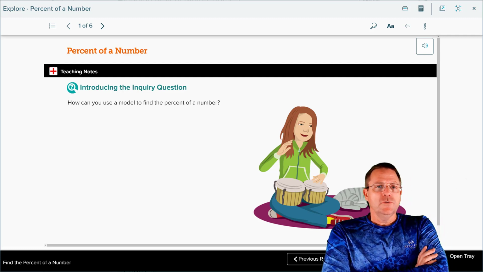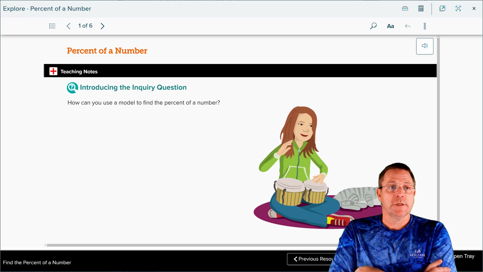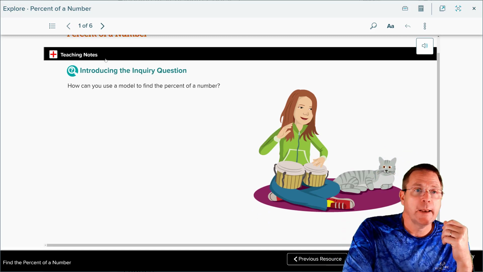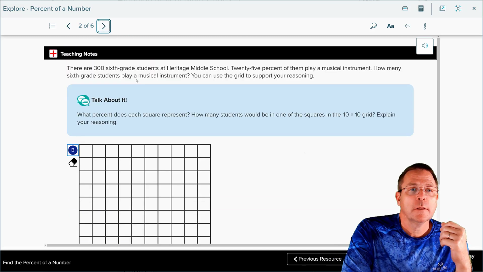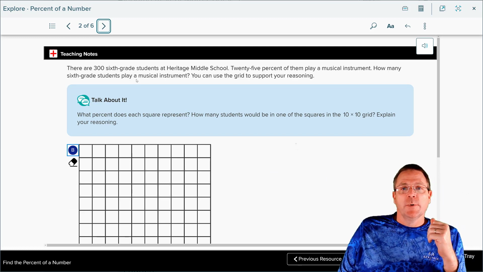How can you use a model to find the percent of a number? Let's find out. There are 300 sixth grade students at Heritage Middle School. 25% of them play a musical instrument. How many sixth grade students play a musical instrument?